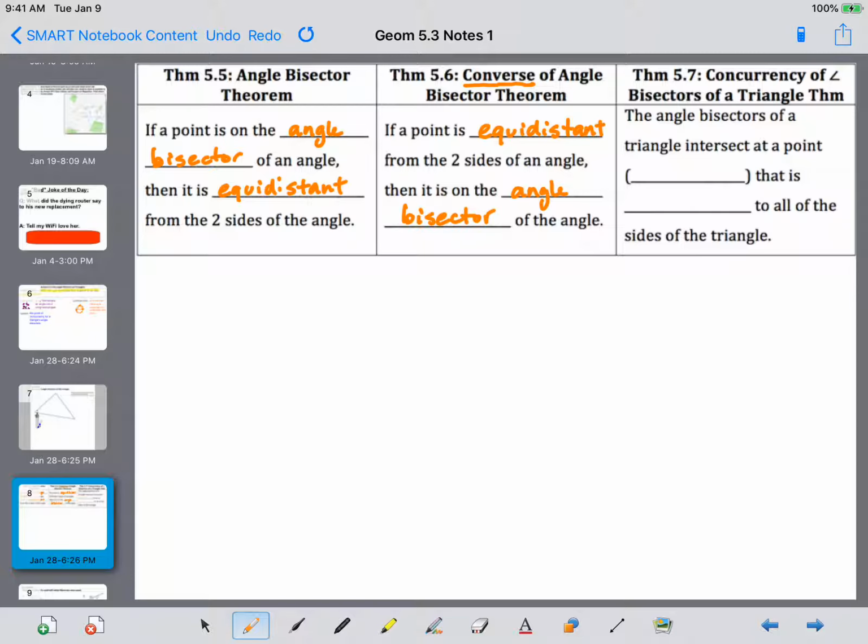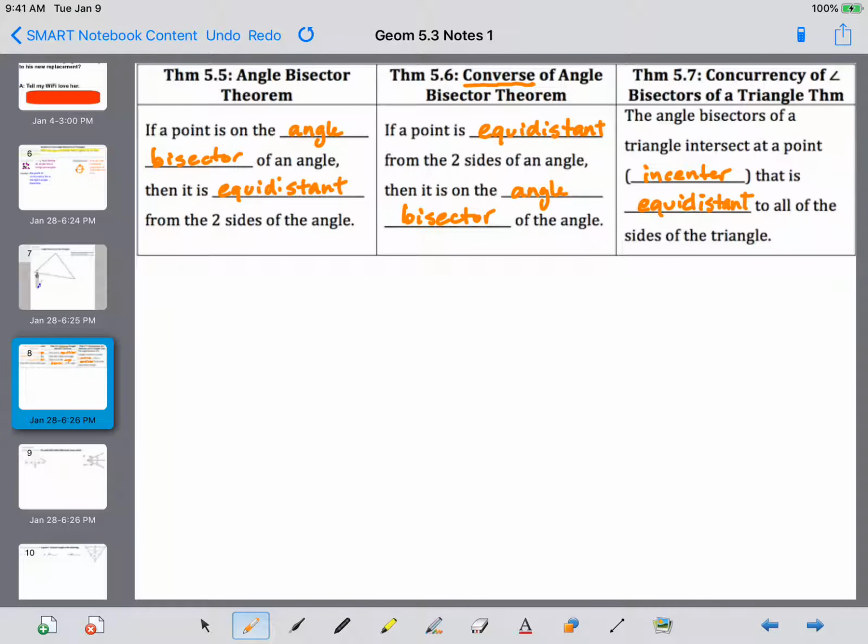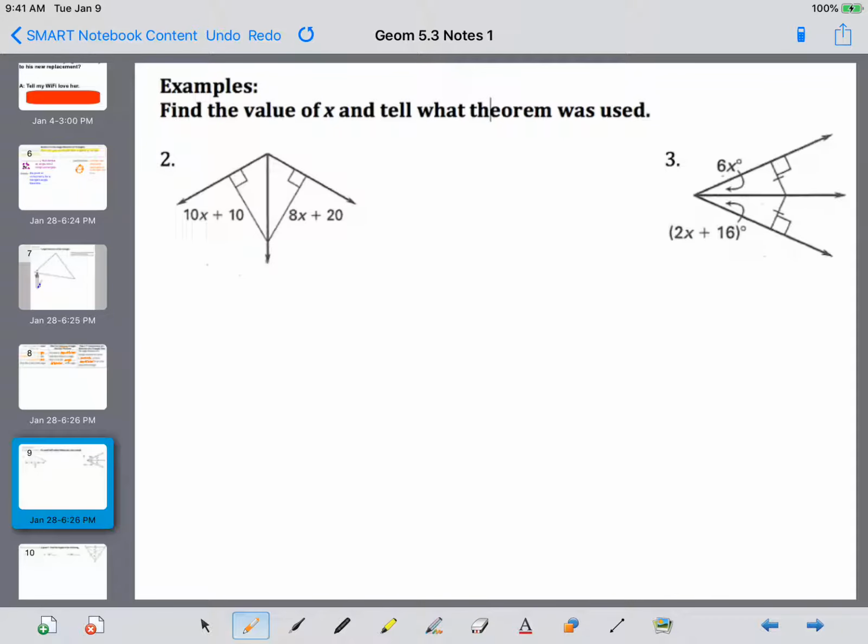All right, and then the third theorem tells us that the angle bisectors intersect at a point. We mentioned that earlier. That point is called the incenter, and it is equidistant to all the sides of the triangle. So it's kind of a combination of theorem 5.5 and 5.6. All right, so let's use that on a couple of examples here.